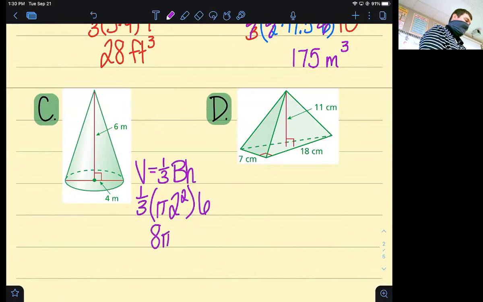All of that simplifies to 8 pi. And if that was too fast for you, you could have just said 1/3 of 6 is 2, and 2 times 2 times 2 is 8.